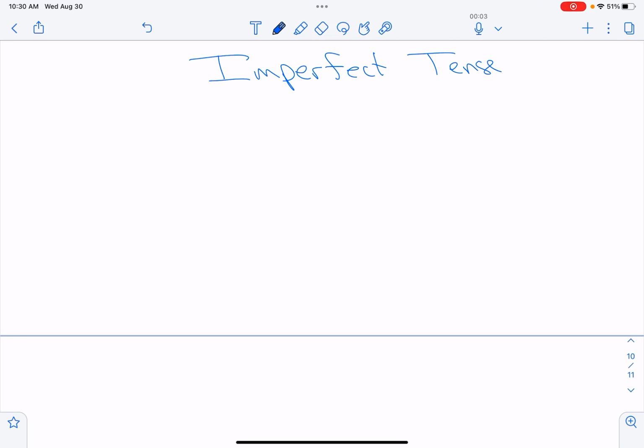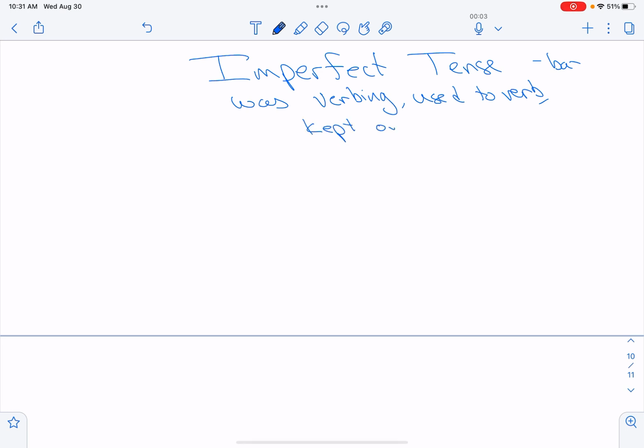Okay, we're going to talk about the imperfect tense, and that is the one that's going to have the letters BA, and this is the one that's translated "was verbing." Sometimes it's translated "used to verb," and my favorite translation that almost never shows up, but when it does, I get very happy, is "kept on verbing." Notice that both of these happen in the past, and both of these kind of happen over a period of time. It's not instantaneous.